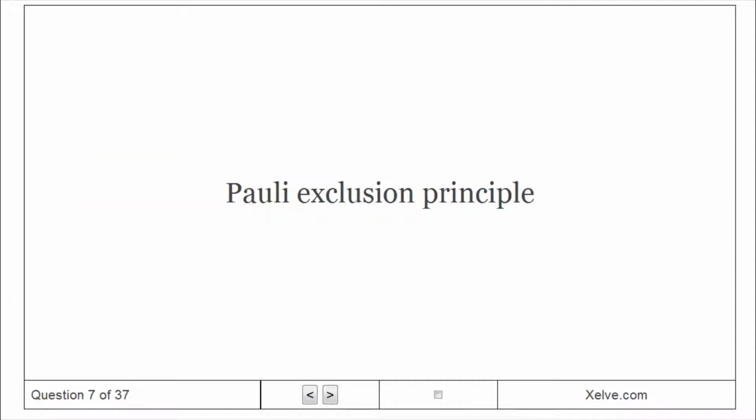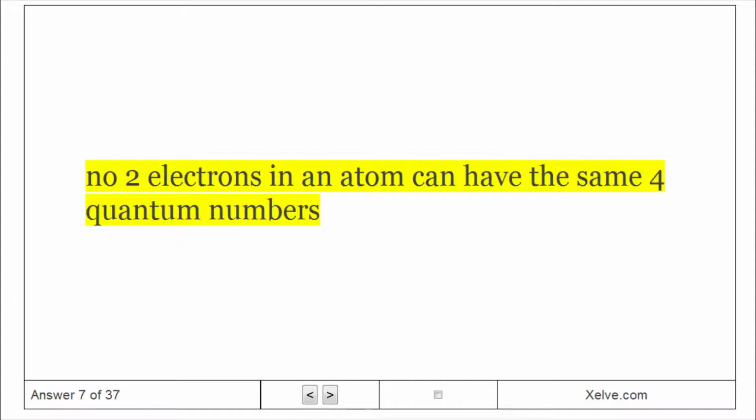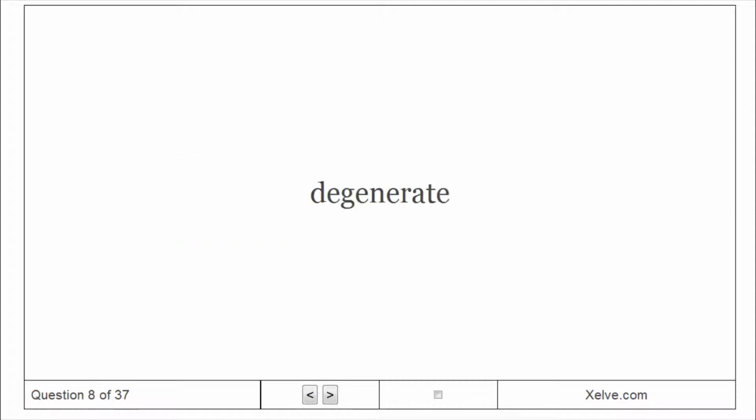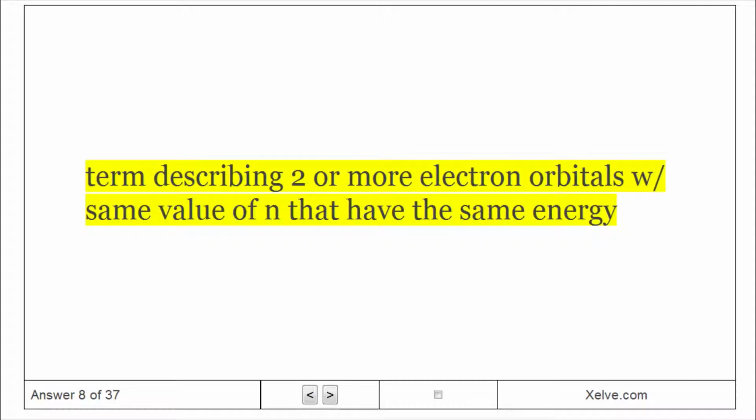Pauli exclusion principle. No 2 electrons in an atom can have the same 4 quantum numbers. Degenerate. Term describing 2 or more electron orbitals with the same value of n that have the same energy.